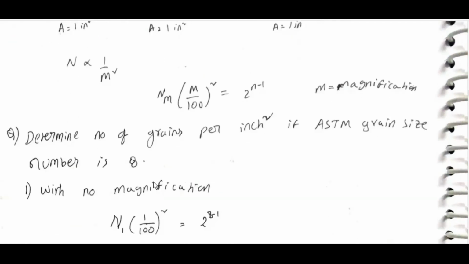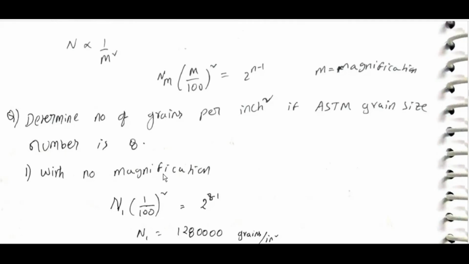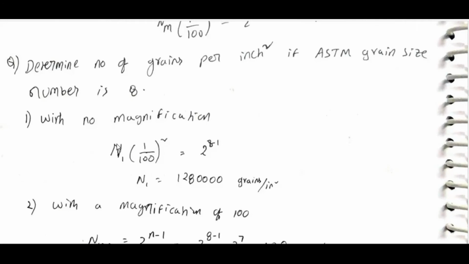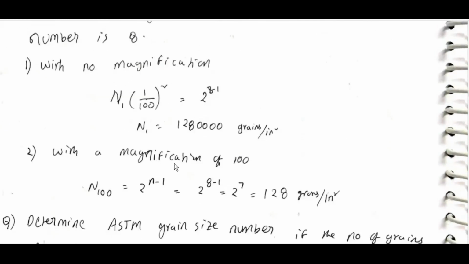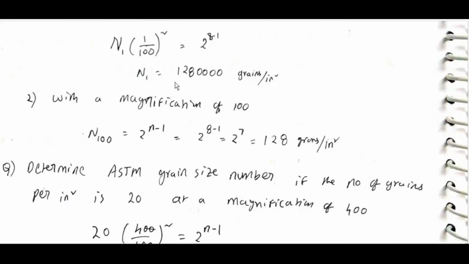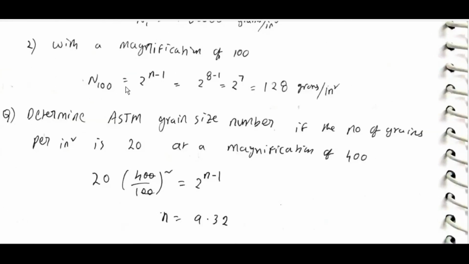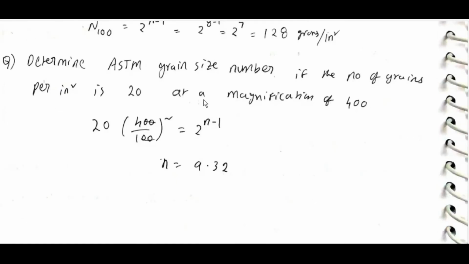Determine the number of grains per inch square if the ASTM grain size number is 8 with no magnification. N1 into 1 by 100 whole square is equal to 2 power 8 minus 1. N1 is equal to 12,800,000 grains per inch square. With a magnification of 100, N is equal to 2 power n minus 1, is equal to 2 power 7, is equal to 128 grains per inch square.